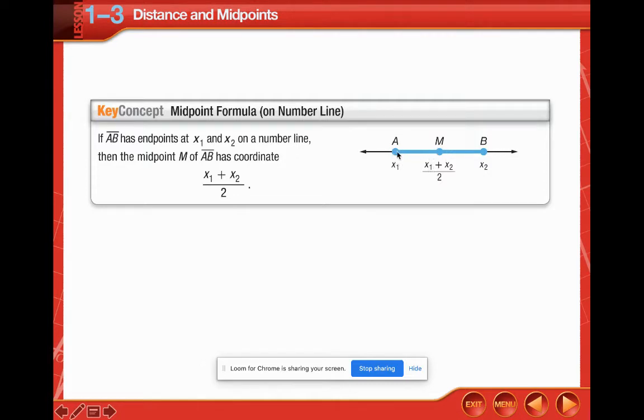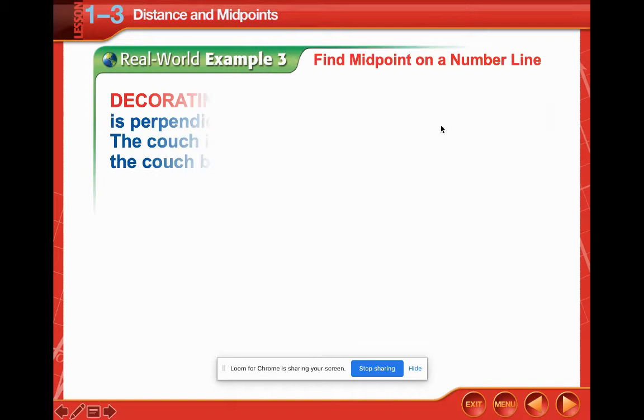So if this is 0 and this is 10, you start here at 0 and you go to 10, and you want to figure out what the middle point is. You do 0, which is the x1, plus 10, which is the x2. 0 plus 10 is 10, divided by 2, and that tells you 5. 5 is the midpoint, 5 is midway through.